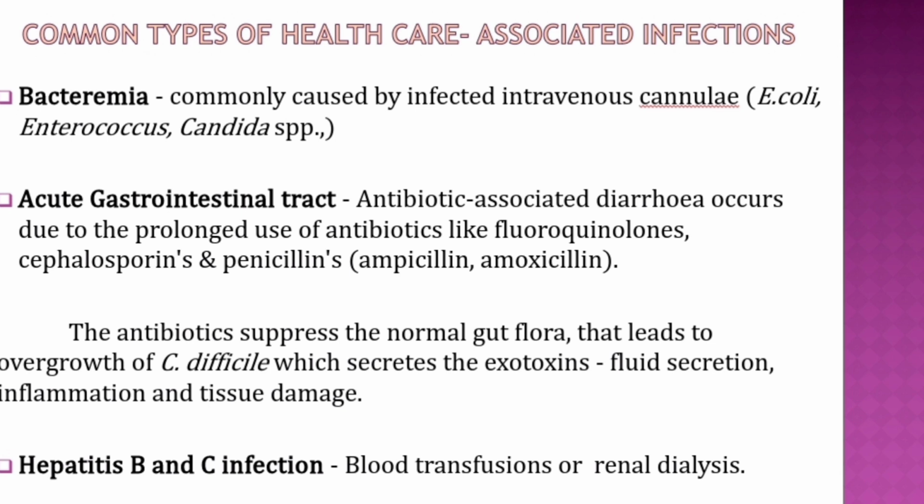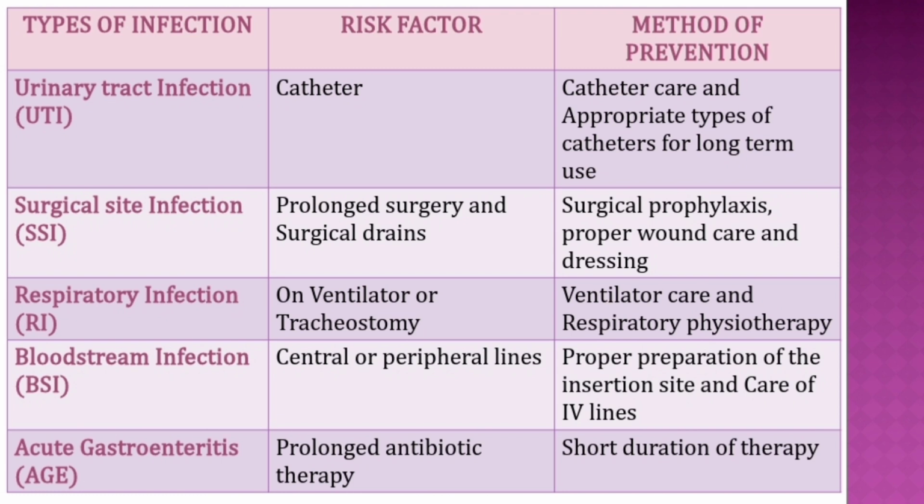Acute gastrointestinal infection occurs due to prolonged use of antibiotics like fluoroquinolones, cephalosporins and penicillins, which leads to antibiotic-associated diarrhea. The antibiotics suppress the normal gut flora, which leads to overgrowth of Clostridium difficile, which secretes an exotoxin that leads to fluid secretion, inflammation and tissue damage. The next infection is hepatitis B and C, which usually occurs due to blood transfusion or renal dialysis. Now we will see the type of infection, risk factor and prevention method.